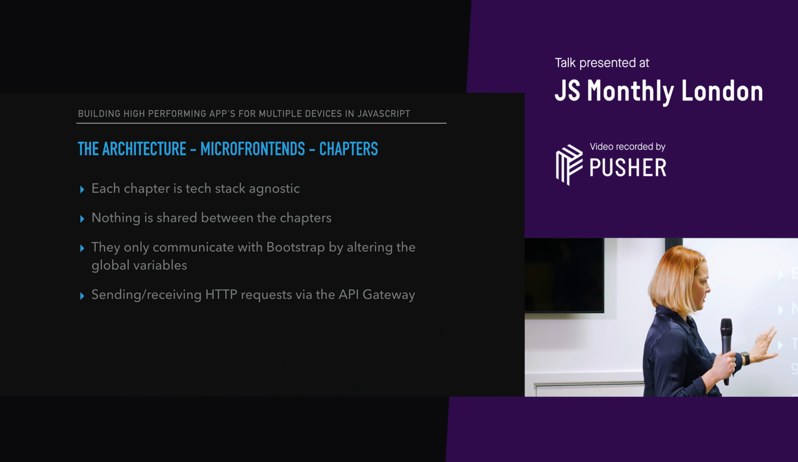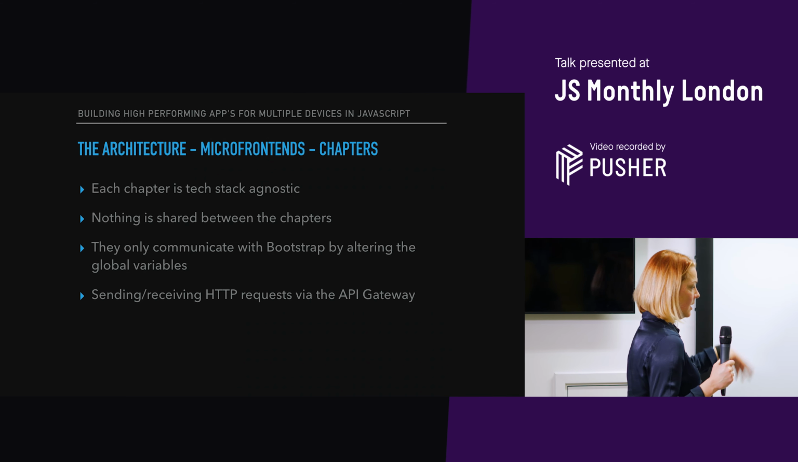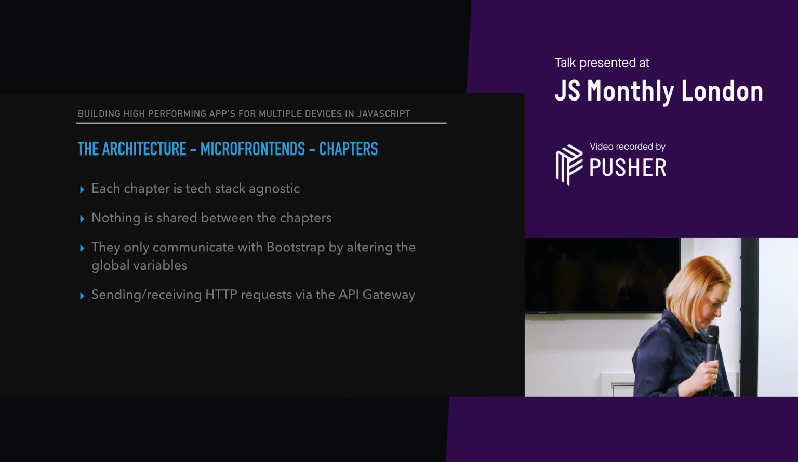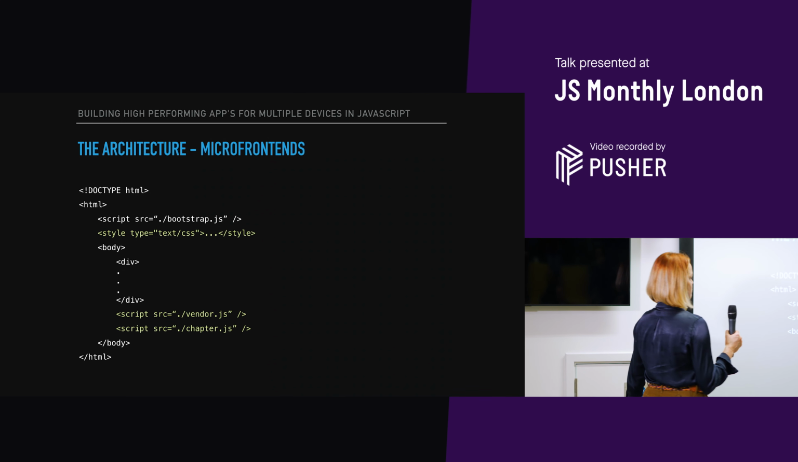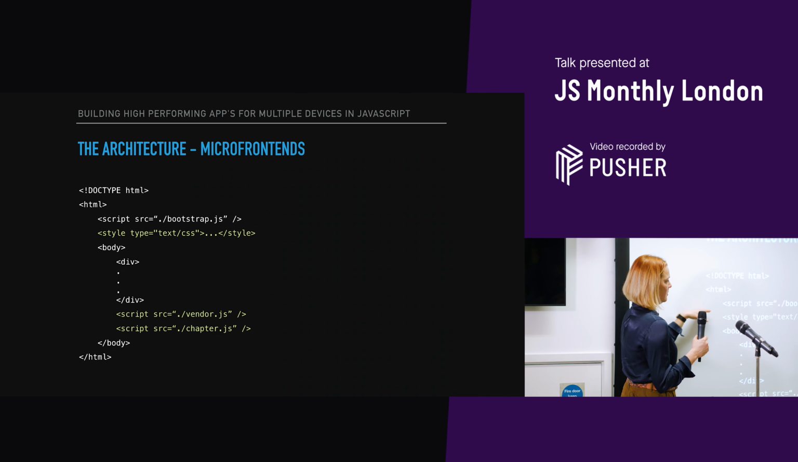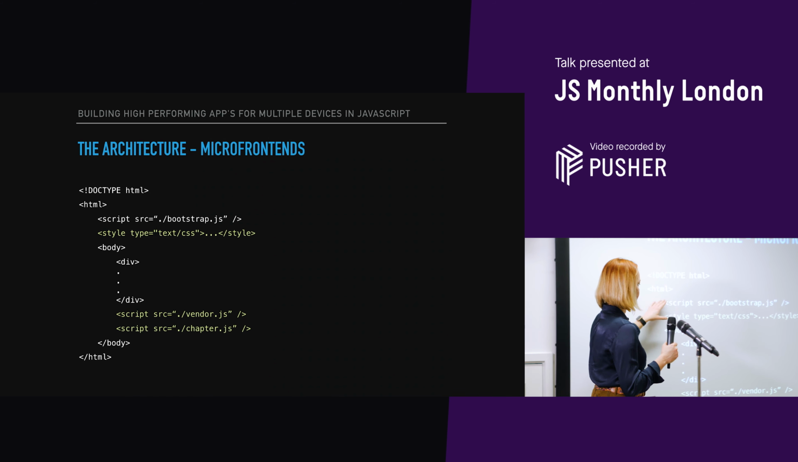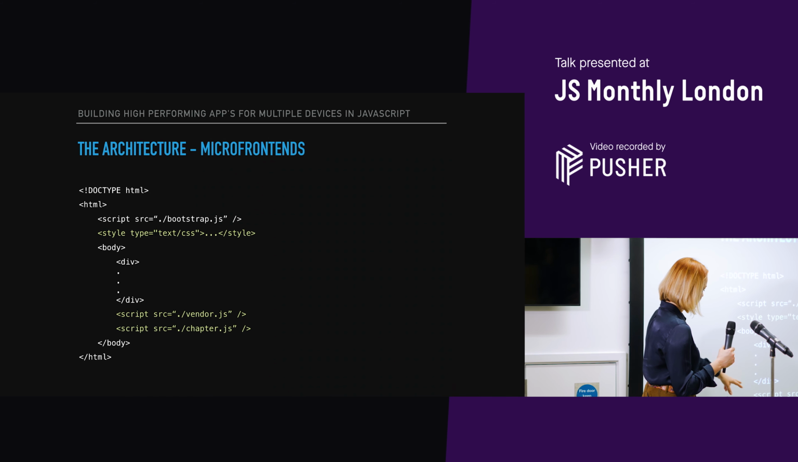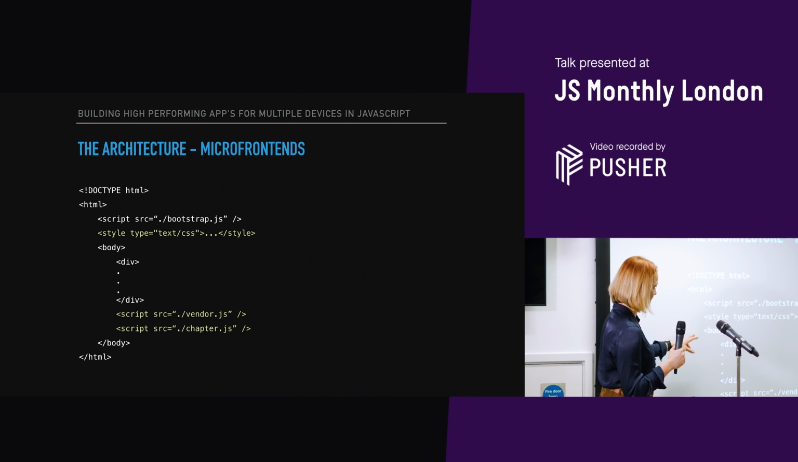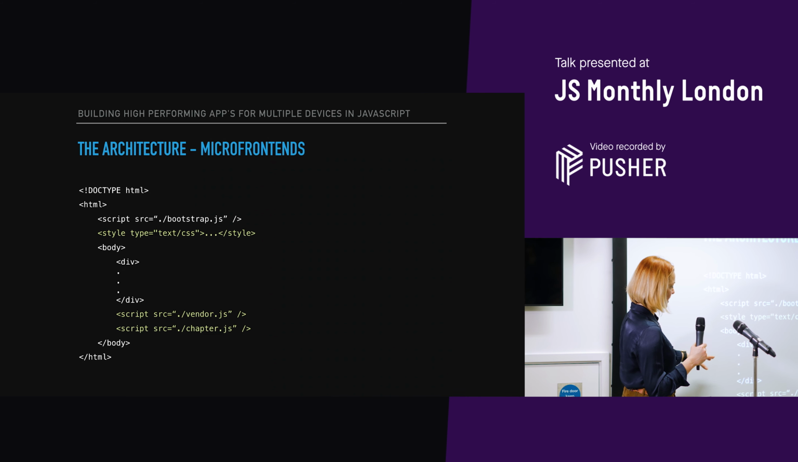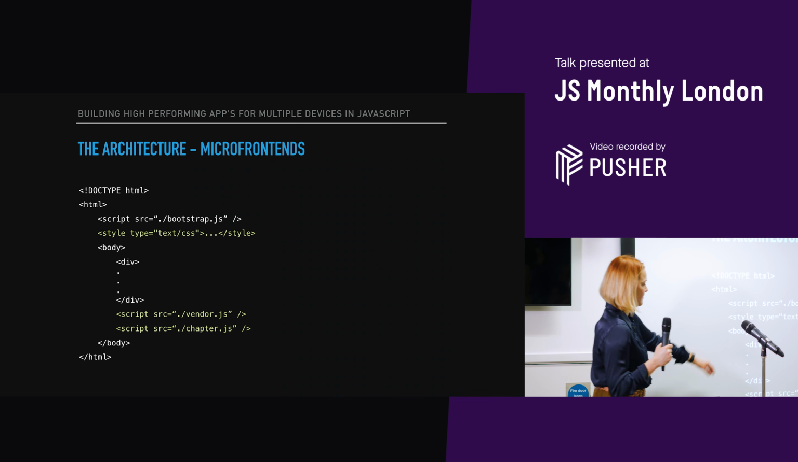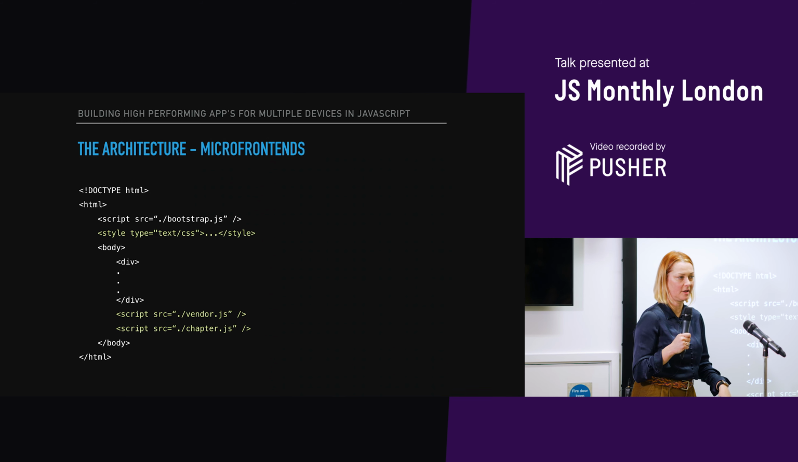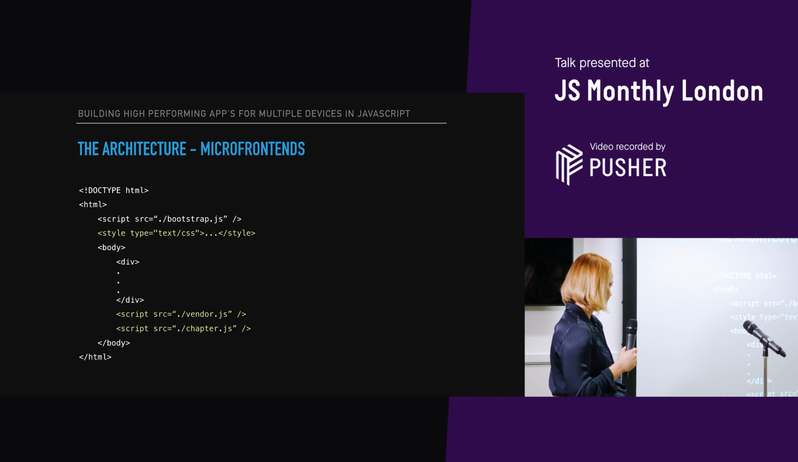They communicate with Bootstrap by altering the global variables, and as I mentioned, they send and receive requests via API gateway. How does it look? When the application loads, Bootstrap is already there, and it would parse the HTML and inject a specific chapter into our HTML page. This part here, for example, is the server-side load.